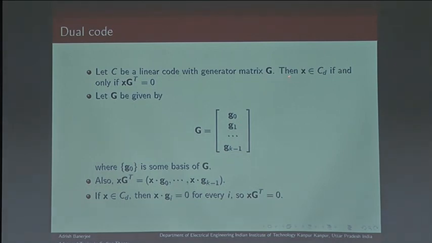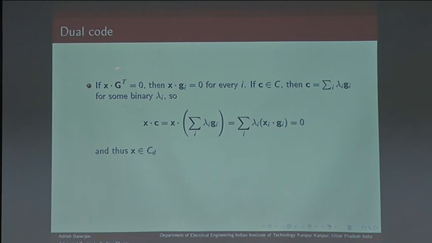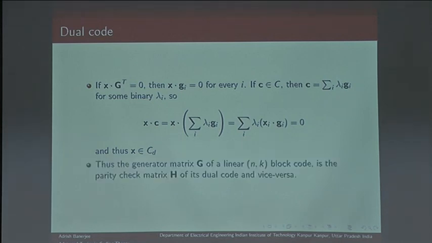In the first case, we assumed that X belongs to the dual code, and then we showed that since X belongs to the dual code, these were all 0, so that's why X G transpose is 0. Next, in the second case, we assumed X G transpose is 0, then we showed that X is orthogonal to the original code words C, so then X belongs to the dual code. Okay. So what we have shown is the generator matrix of a linear (n, k) code is actually a parity check matrix of the dual code and vice versa.